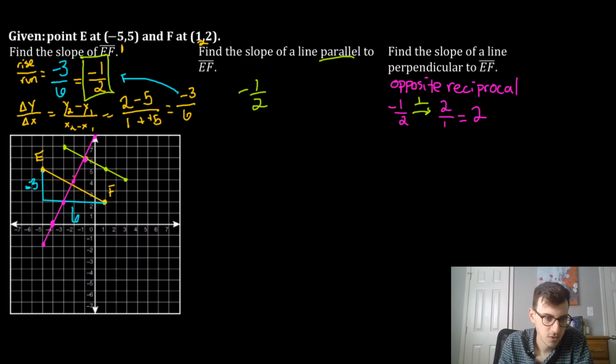We have right angles right here and on the parallel line, on both of those lines because they have the same slope. So the line that's perpendicular to one is perpendicular to the other, which is pretty cool.